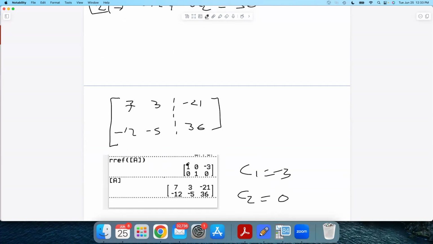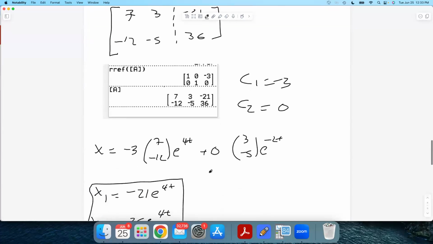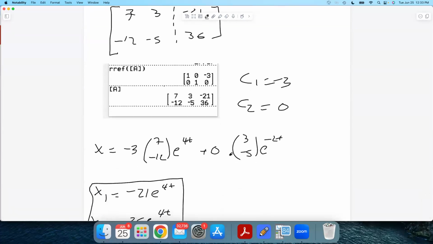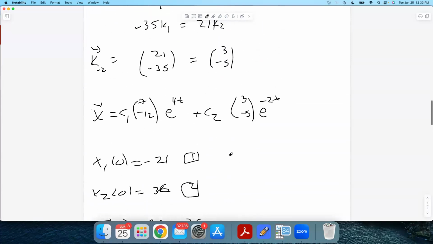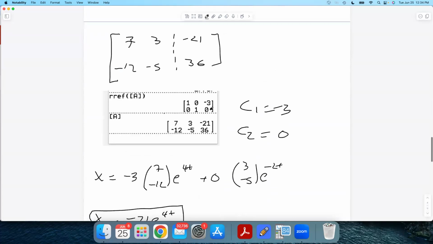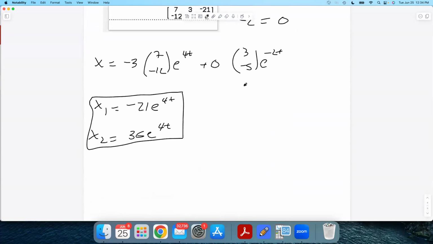It spits out this. So this says C1 is negative 3, C2 is 0. So, just going back up here, negative 3 there, 0 there. 0 times anything is 0. So all this stuff just disappears. This is our solution.